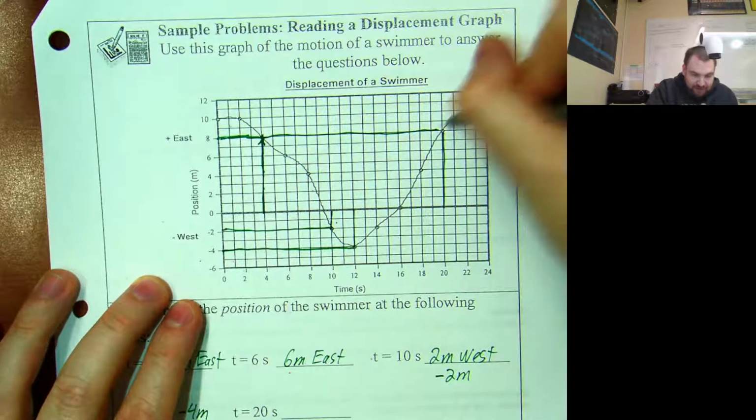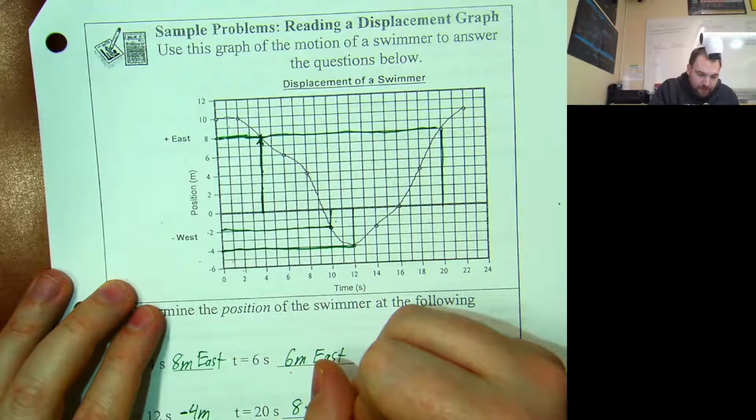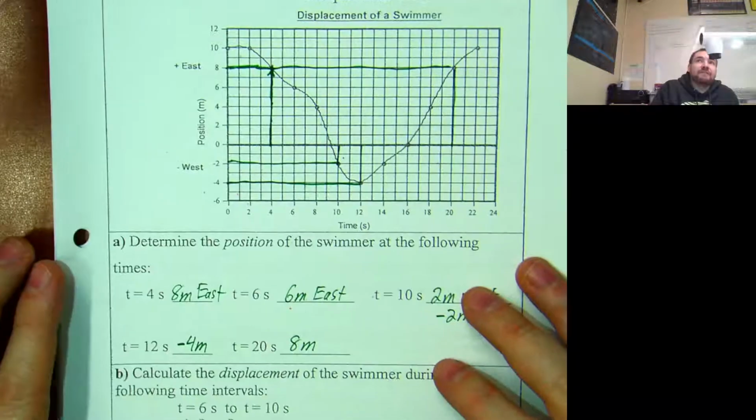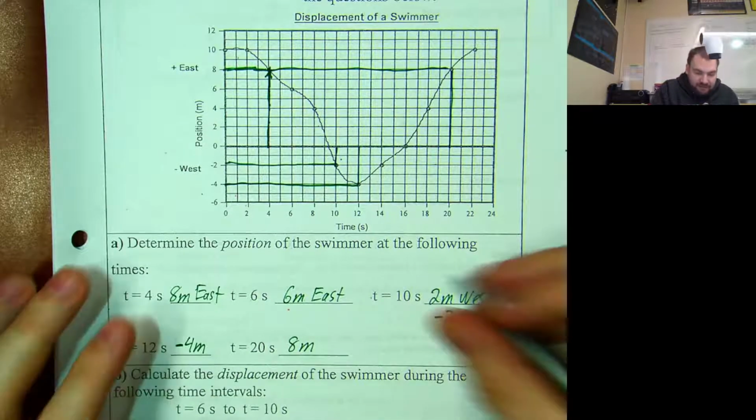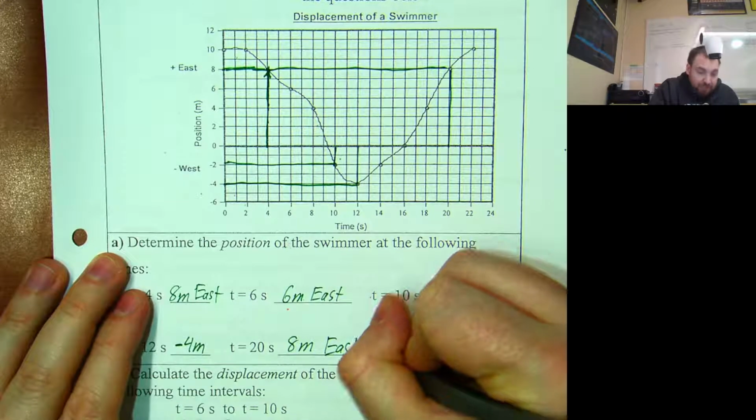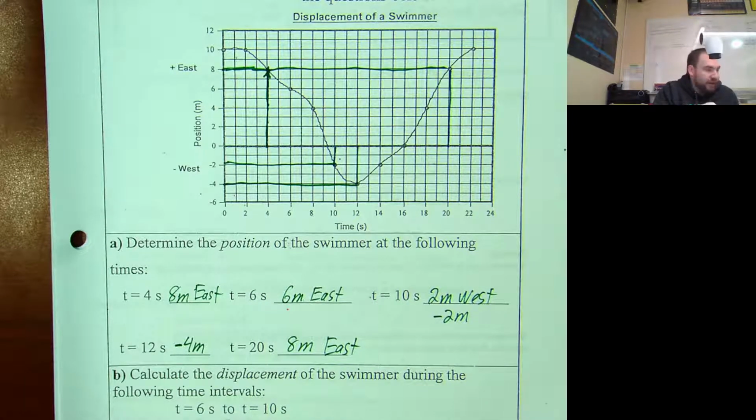Our swimmers turn around and now they're at 8 meters again. 8 meters is not enough. East, sure. Or I could just say positive 8 meters. I could have put a plus sign there. That would have worked as well.